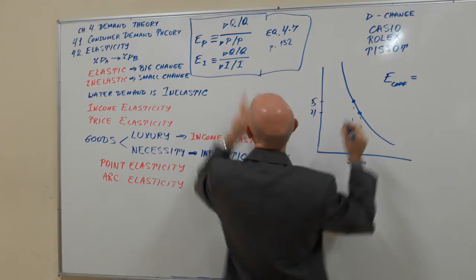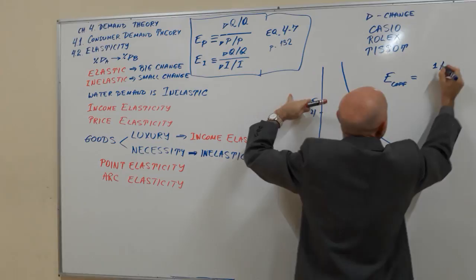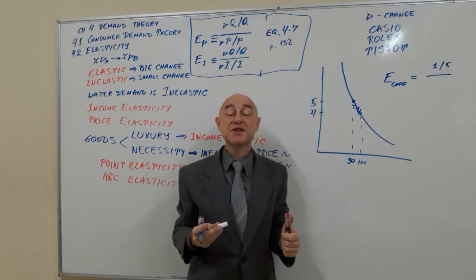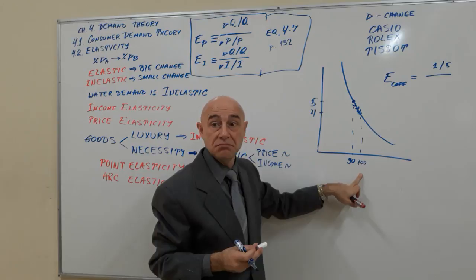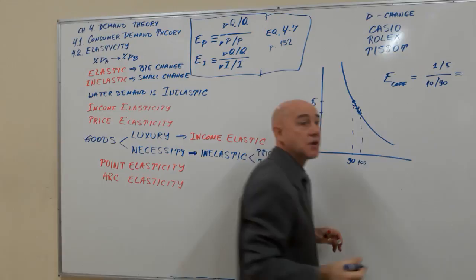One. And what's the base price? The base price is, we say from 5, move down to 4. That's like 20% change in price or so. And what's the change in quantity? 10. And what's the base price? 90. Well, in this case it's 90. So it's a simple calculation.